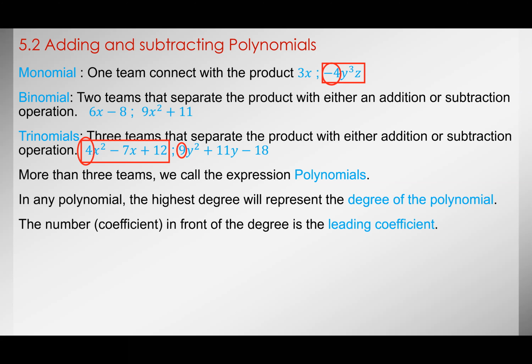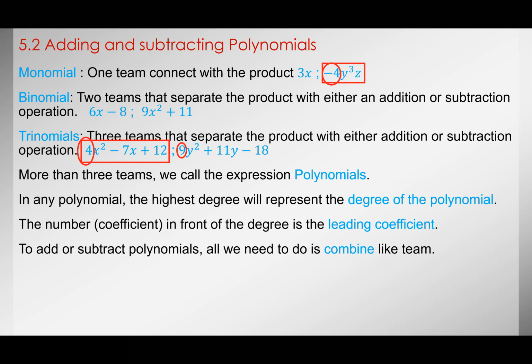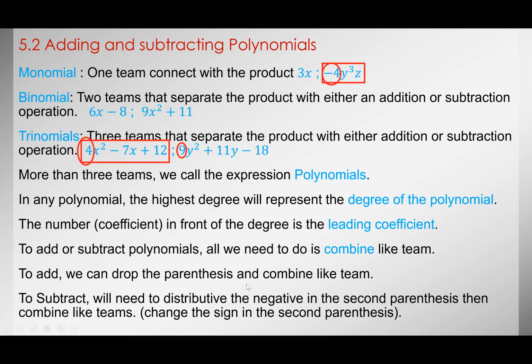And here comes 5.2. The reason why earlier I told you guys that 5.2 is doable, or easy, is because it's basically the same thing that you've been doing. How do we add polynomials or how do we subtract polynomials? To add or to subtract polynomials, basically all you do is combine like terms.